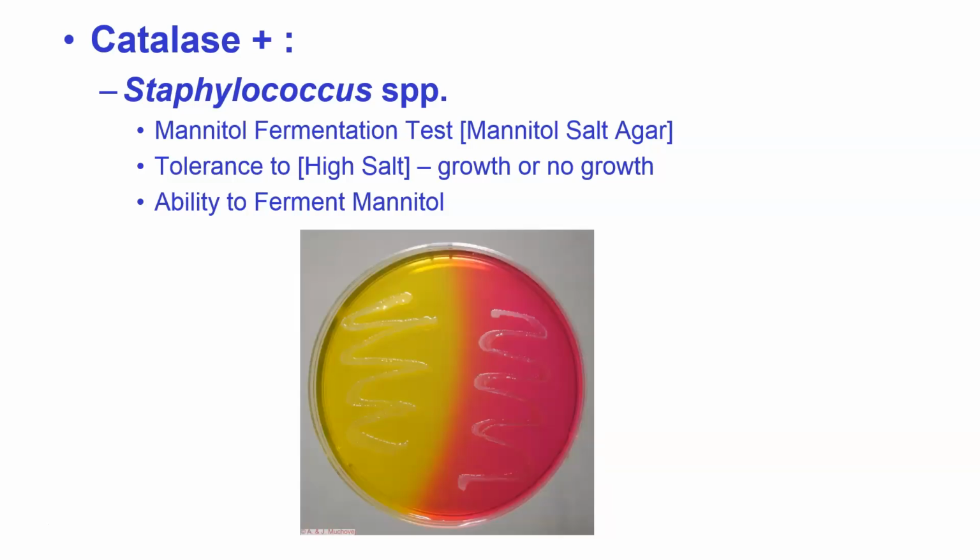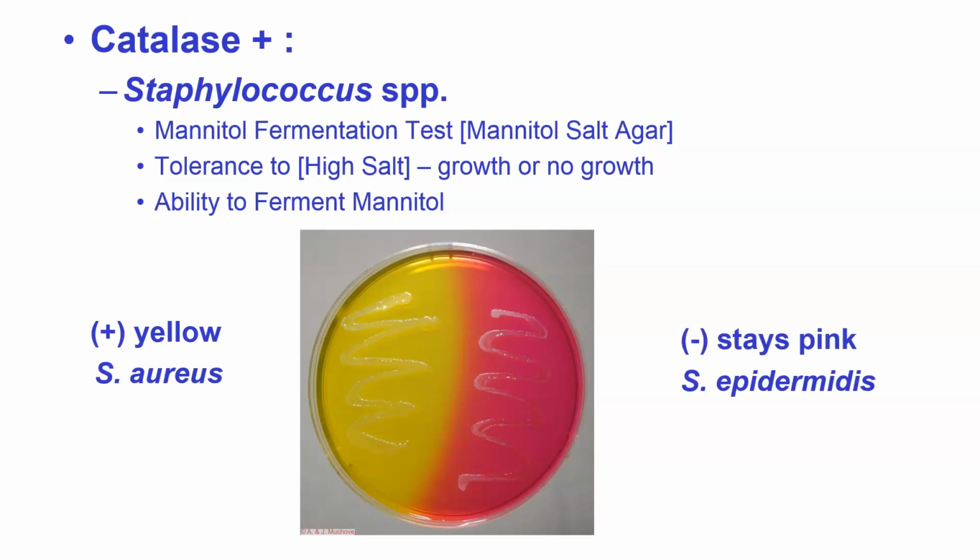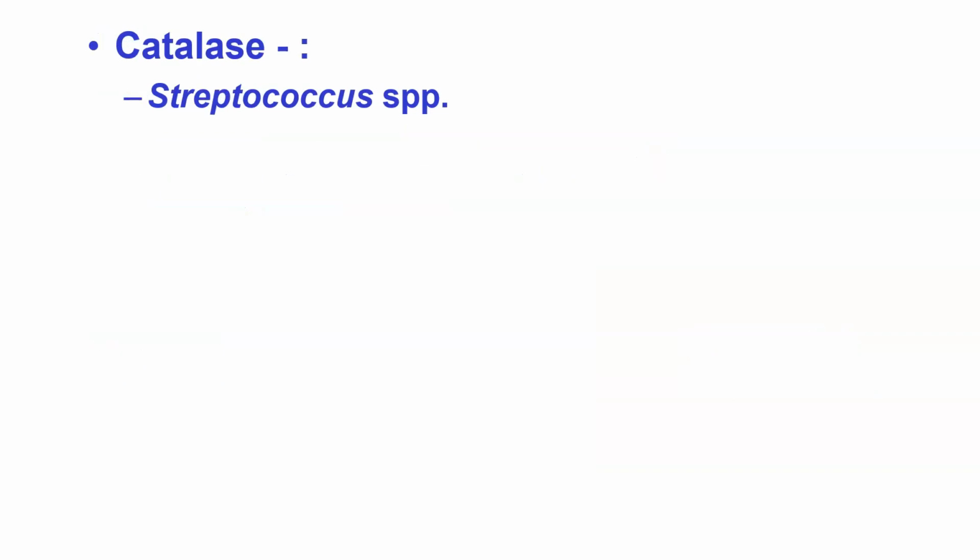Here is a plate of mannitol salt agar. On the left-hand side, we can see how the mannitol has changed from a nice, pretty pink color to this very yellow color, which is a positive result. Therefore, the material on the right-hand side is going to be positive for mannitol salt agar, and that is Staph aureus. On the left-hand side, you're going to have the pink color that it originally started with, and that's Staph epidermidis.